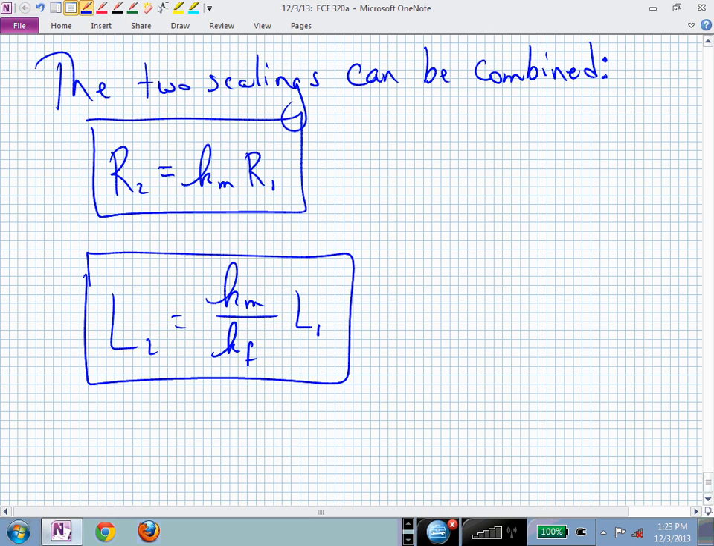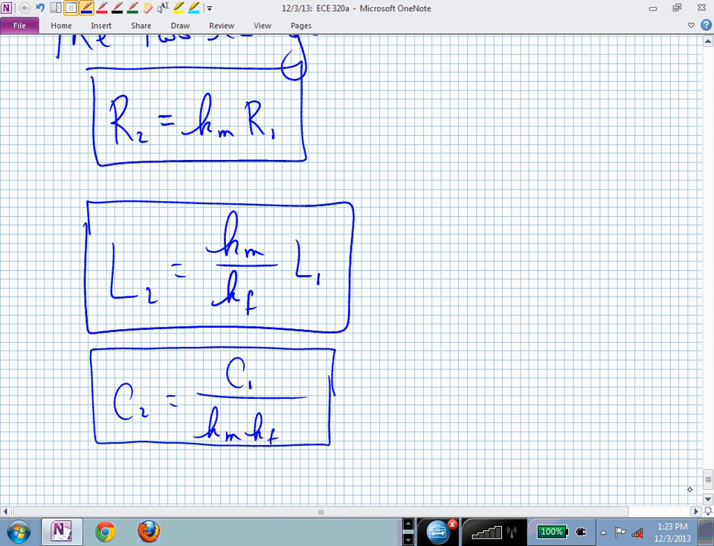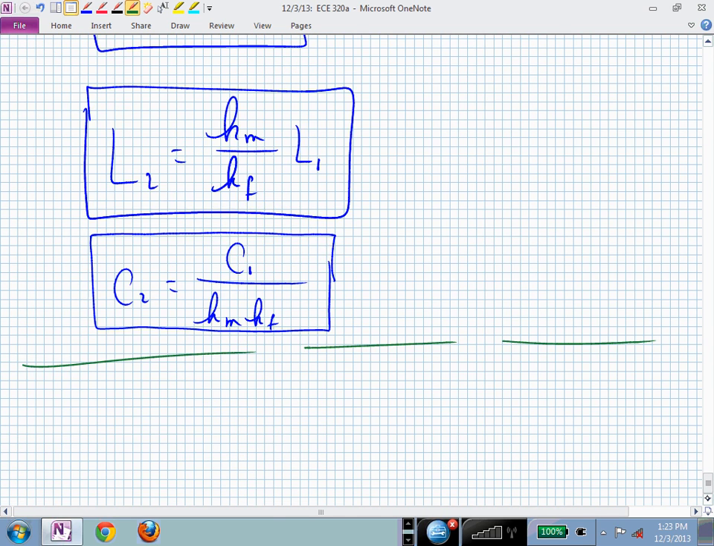And finally, my capacitor, I have a C1 over K sub M, K sub F. And those are now my scaling relationships for magnitude scaling and frequency scaling. Magnitude scaling because I may want to use a particular parameter value, frequency scaling to give me the frequencies in my filter that I want. Let's use this to build up a particular filter.